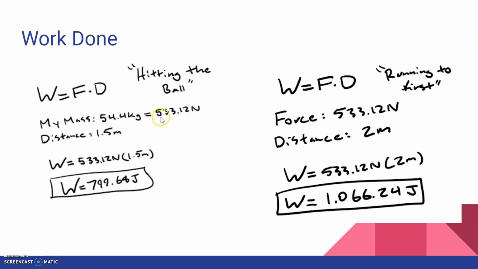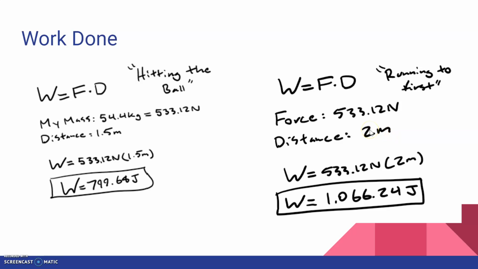So for this first one on the left, we have the work done when hitting the ball. My mass is 54.4 kilograms, which is approximately 533.12 newtons. And the distance I ran up to go kick the ball was 1.5 meters. So to find that, work equals 533.12 newtons times 1.5 meters, and you get an ultimate work done of 799.68 joules.